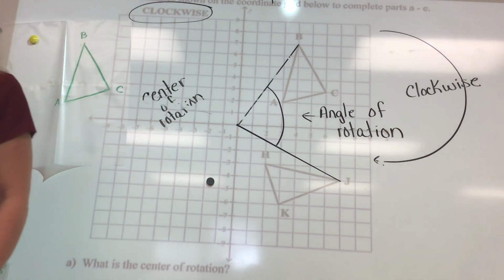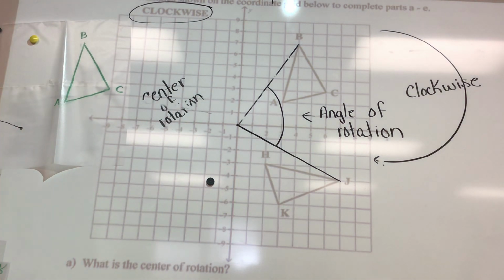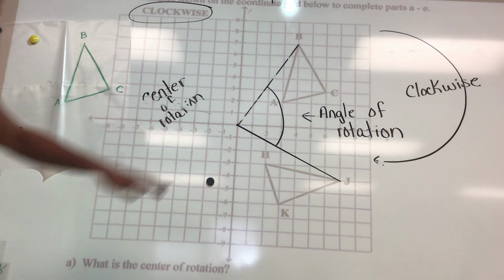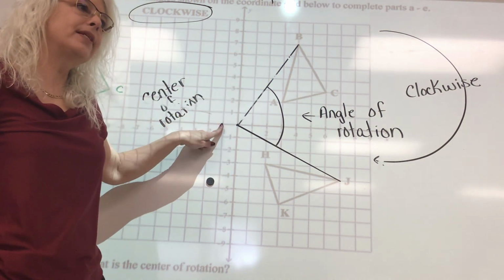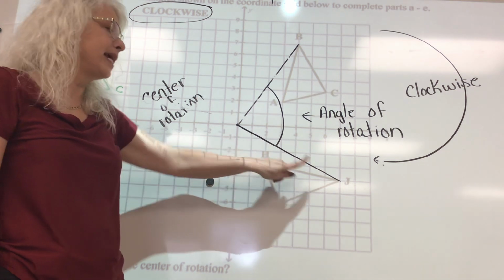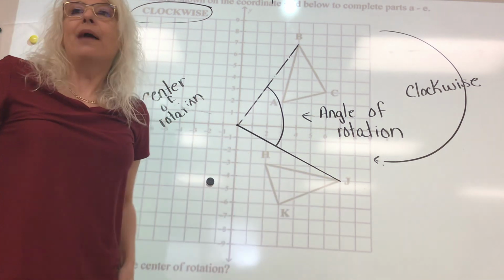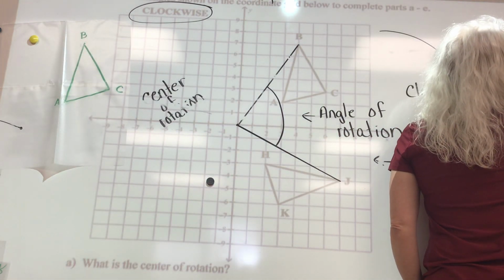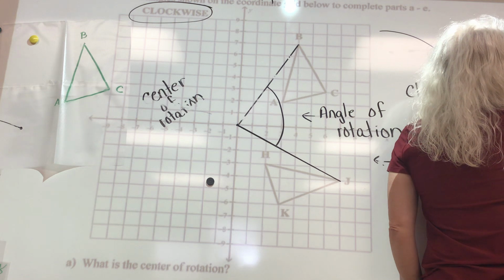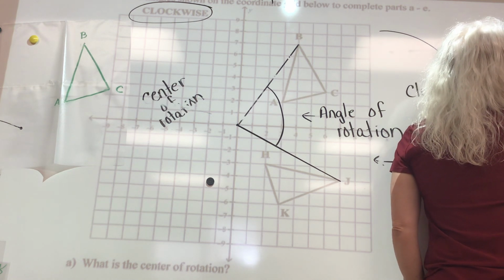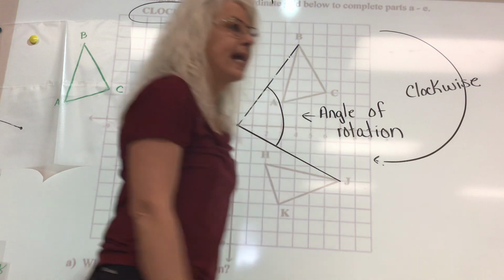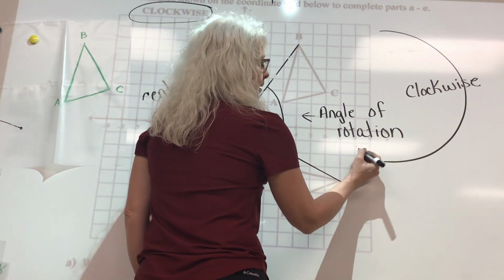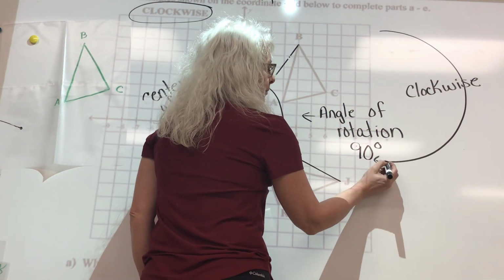A lot of vocabulary in this lesson. Now that angle that I created by drawing the line from a pre-image to the center of rotation, and then from the center of rotation to its image, how many degrees does that look like? Does that look like a 90-degree angle, a 180-degree angle, or a 270-degree angle? 90. So the angle of rotation is 90 degrees.